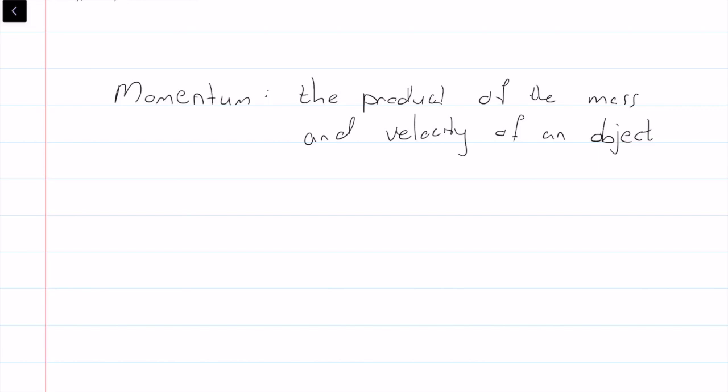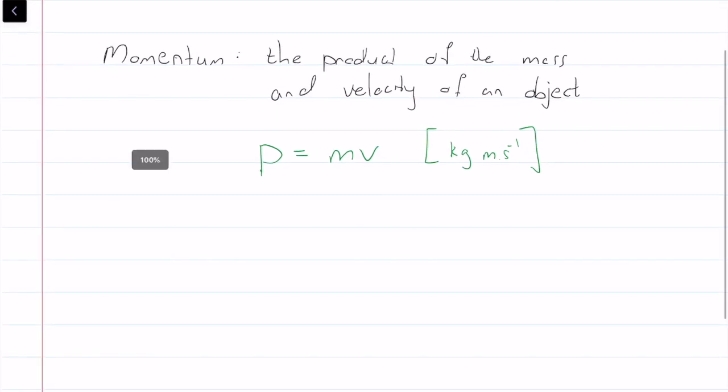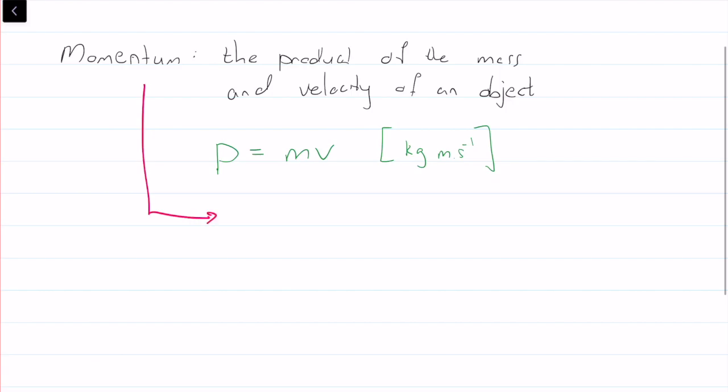And the equation, let's do it in green. The symbol that we use for momentum is P, and it's equal to the mass times the velocity. That means it has units of kilograms meters per second. And remember, if we multiply a vector and a scalar, it results in a vector. So momentum is a vector.